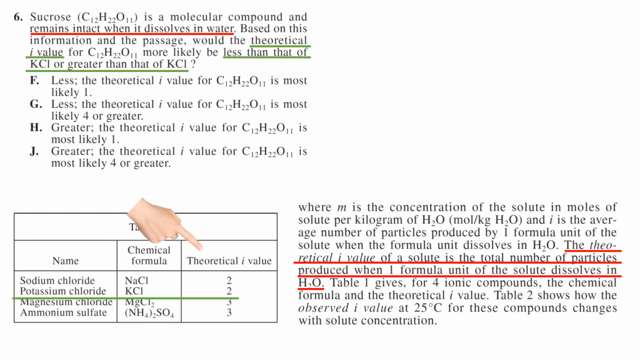Even if you don't completely understand this question, you can look at the value of potassium chloride as 2. You can say, well, 4 is not less than 2, so G can't be the correct answer. And 1 is not greater than 2, as in choice H, so that can't be the correct answer. So G and H are both eliminated. Now, if nothing else, you get a 50-50 chance. If you understand the reading, though, it would have to be less because it doesn't dissolve, so the theoretical value will be less, so F.